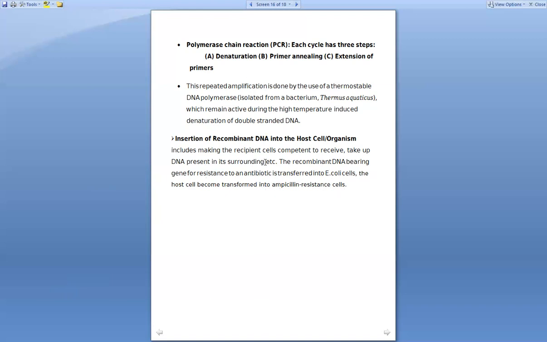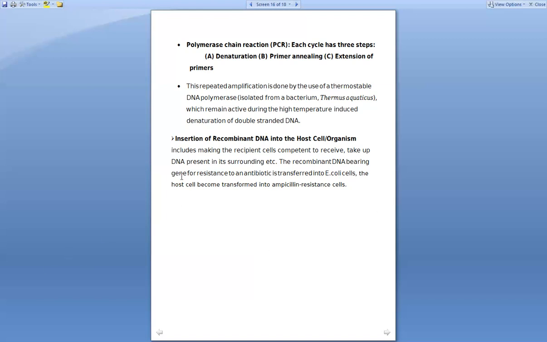So for the insertion of the recombinant DNA into the host cell, this recombinant DNA contains the antibiotic resistant genes. Firstly, this recombinant DNA is transferred to the E. coli cells, and once transferred, the host cell becomes transformed. Due to this, the ampicillin resistant cells are formed.